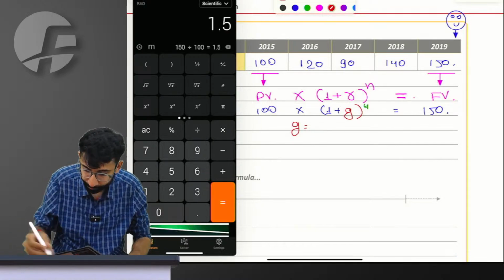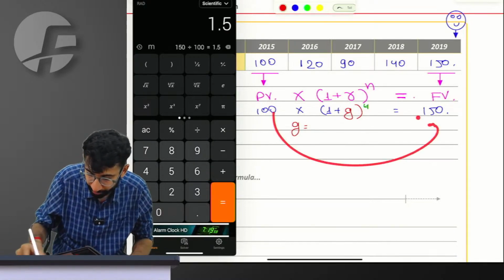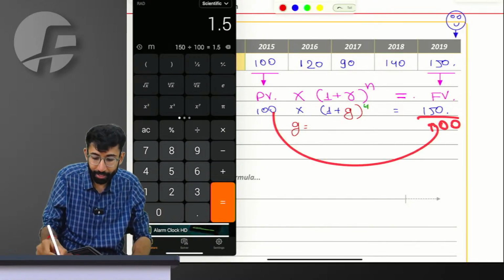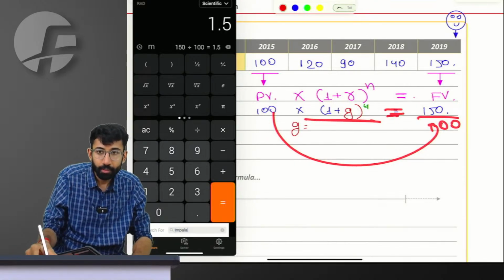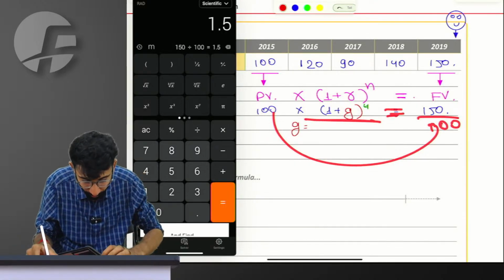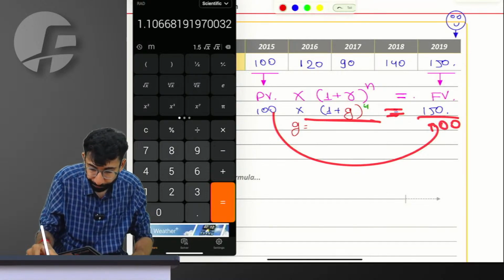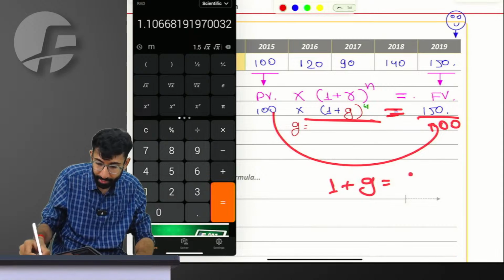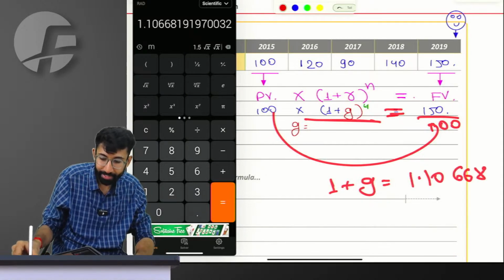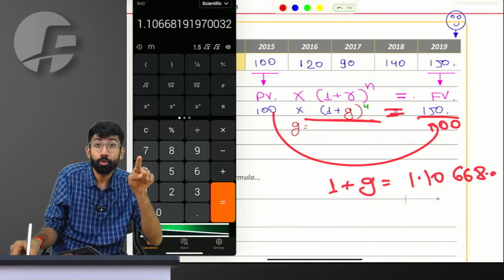It is like 150 divided by 100. So when you bring 100 here, it is 150 divided by 100. So you have (1 + g)^4 equals 1.5. You will have to do the square root twice so that you can find out 1 plus g. So 1 plus g is basically 1.10668 something when you do the square root twice.